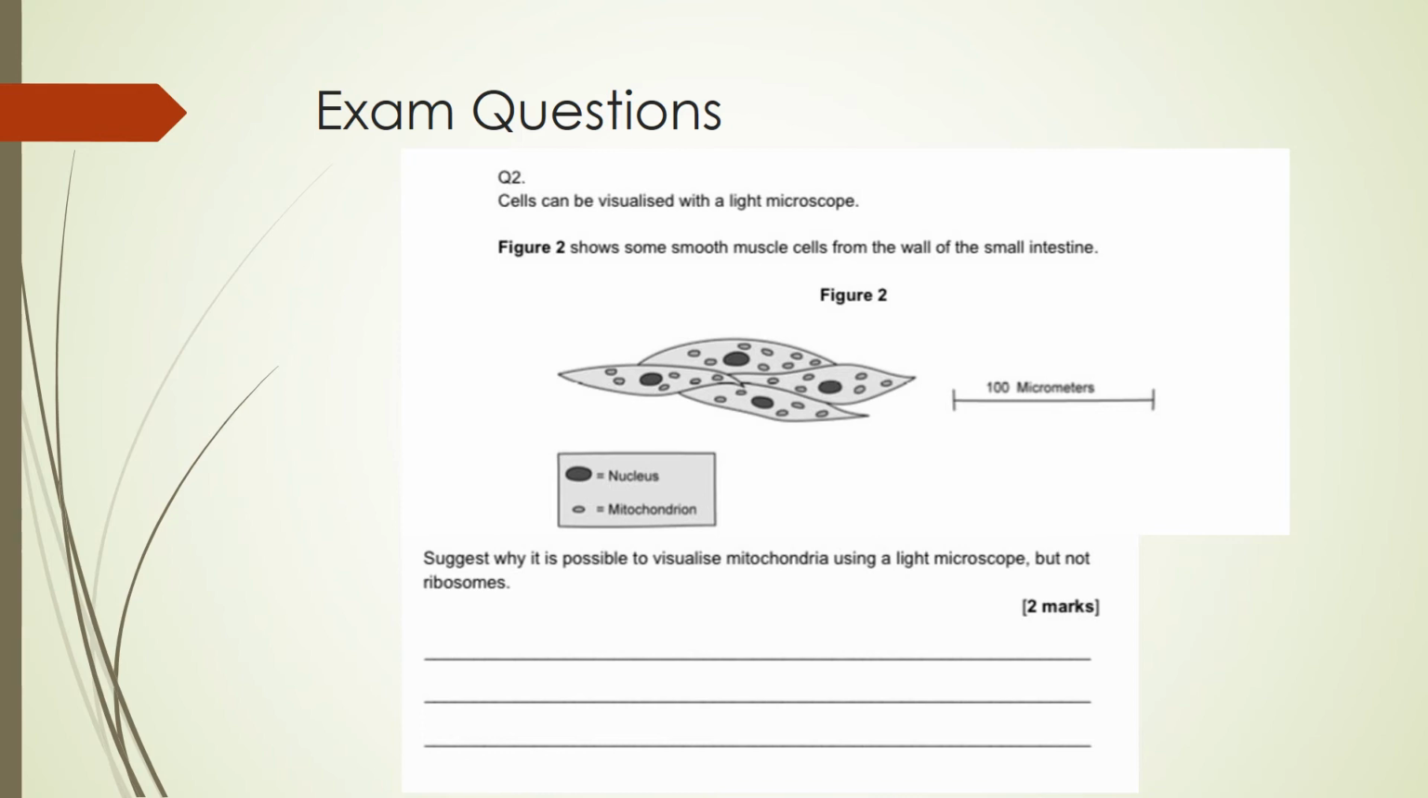Cells can be visualised with a light microscope. Figure 2 shows some smooth muscle cells from the wall of the small intestine. We looked at the beginning of this question in our last video, so go check that out if you haven't. But this is just a different question from the same one. Suggest why it is possible to visualise mitochondria using a light microscope, but not ribosomes. Okay, pause the video and jot down your answer.